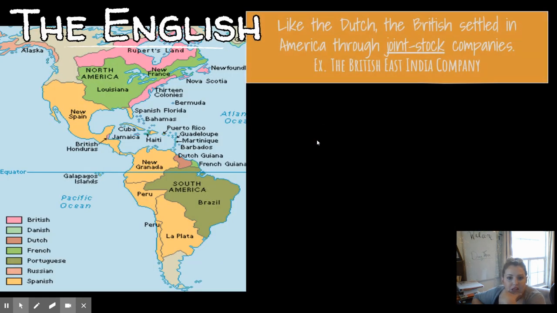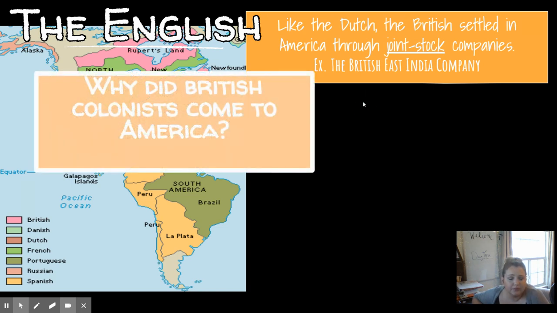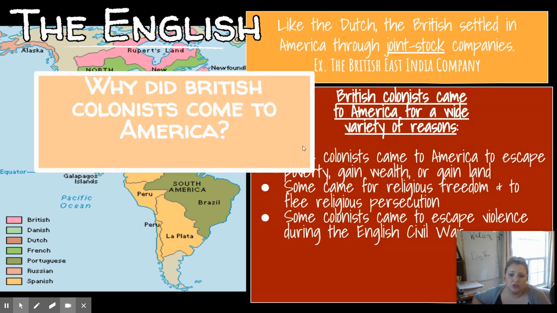Okay, so the English. Like the Dutch, the British are going to settle America through joint stock companies. So the initial goal is not to establish settlements. They have the British East India Tea Company. Eventually, they're going to buy the Dutch East India Company, but it's a joint stock company. So essentially, it is established to make money. Okay, so British colonies to America, they came for a wide variety of reasons.